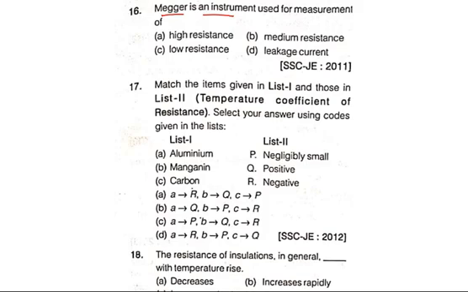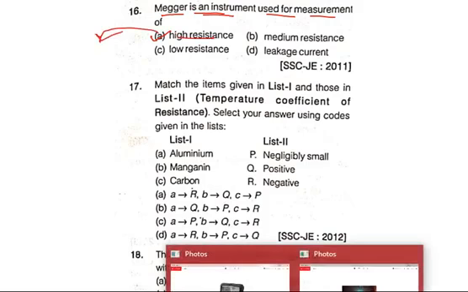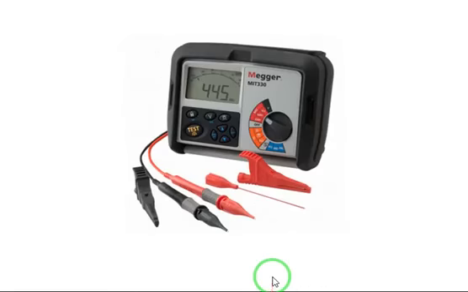Megger is an instrument used for measurement of what? In the last two videos also this question repeated, as it is a very important question. The answer is high resistance. Megger is an instrument used for measurement of high resistance. Megger looks like this. Just have a look at how it practically appears. This is the Megger. For measuring high resistance, we use the Megger.